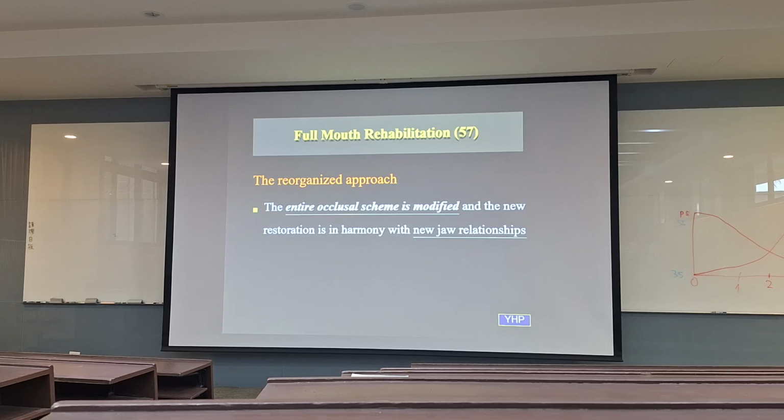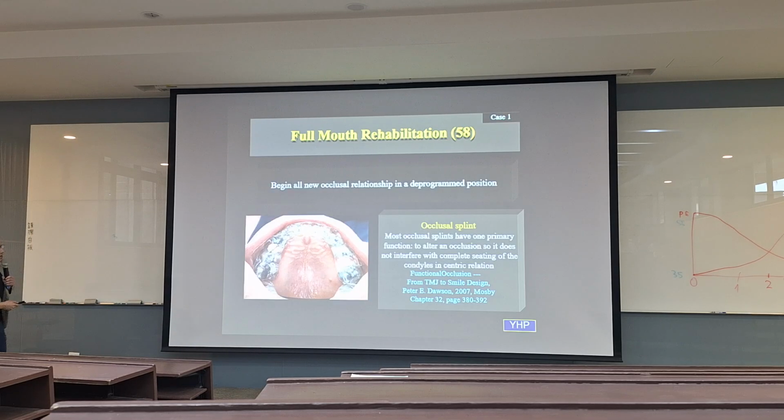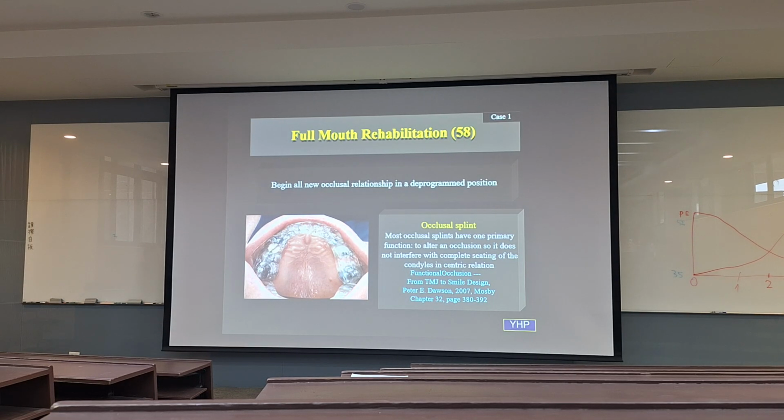Then we can do a reorganized approach. So in that kind of case, that means that we decide the entire occlusal scheme is modified. So we do what we think is best for the patients, so we can have a harmonious kind of occlusion. So we start with the occlusal relationship. So we deprogram the patients. Now there are some prosthodontists who don't like to do that. But of course you need to try to keep the TMJ in the best place that you can.